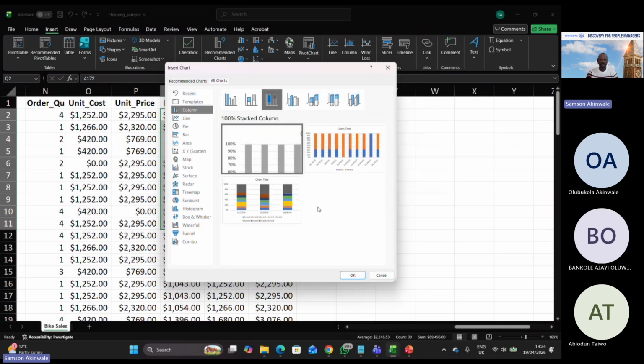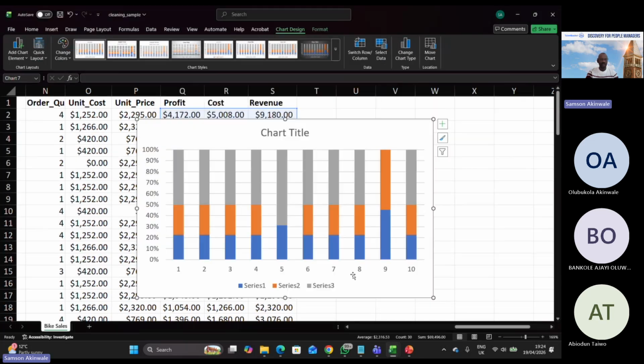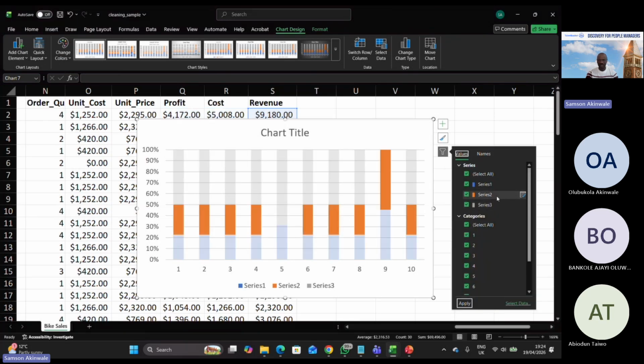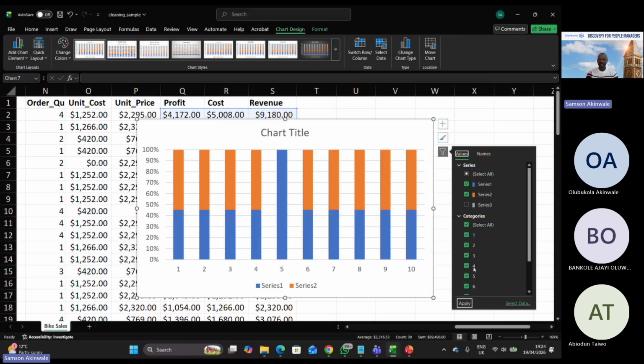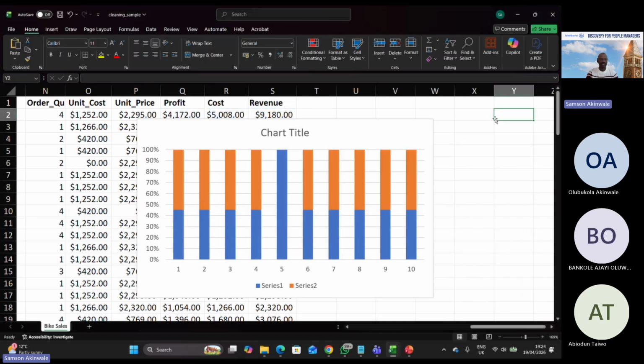I can pick any of them and click OK. Then it comes this way. The moment I feel it's not giving me what I want, I can just come here and remove it. Say I want to reduce one of them. One is gray. You can remove the gray one, then apply, and it remains only the orange and the blue.